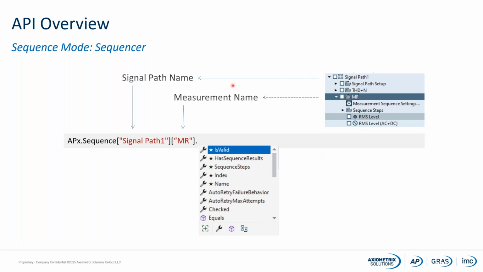So once you've run your sequence, you can index into this collection, first of all, putting the signal path name in square brackets, then the measurement name within that signal path, at which point you can access various APIs, such as APIs related to sequence steps, to failure behaviors, and then perhaps most importantly to the check states of results as well as the acquired data.